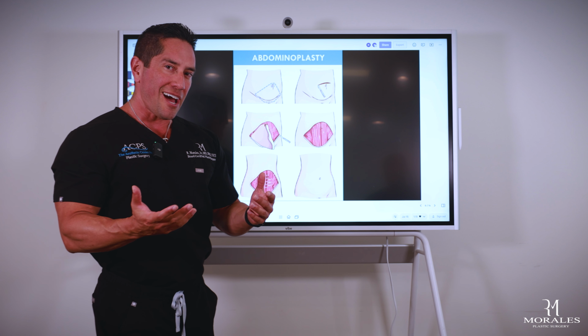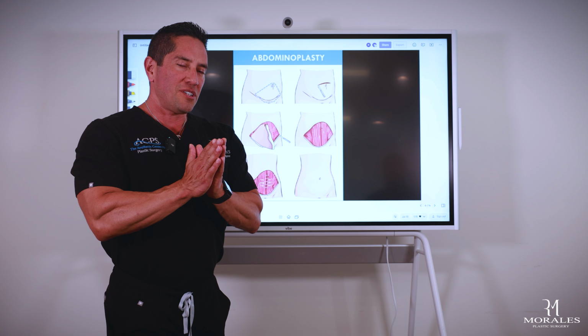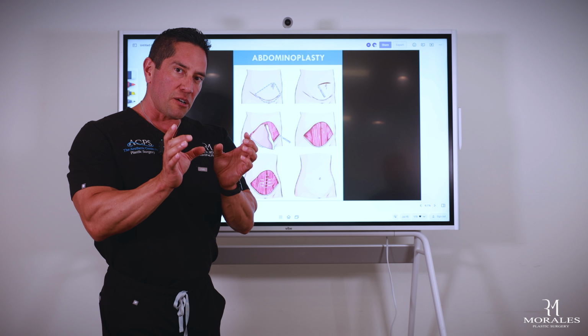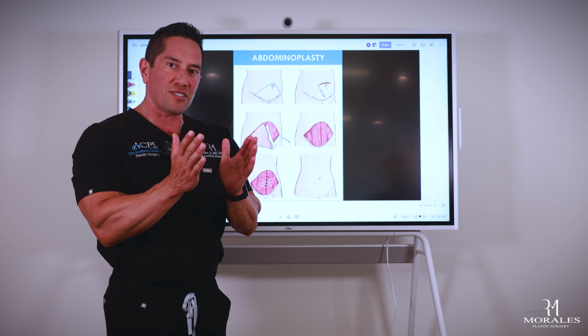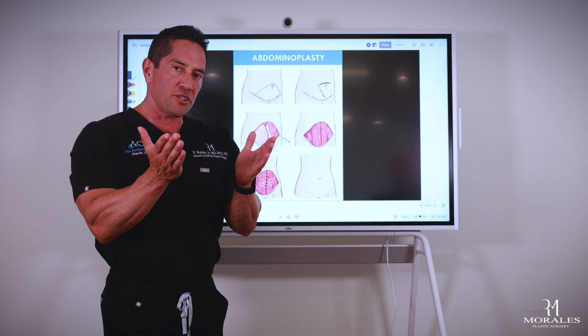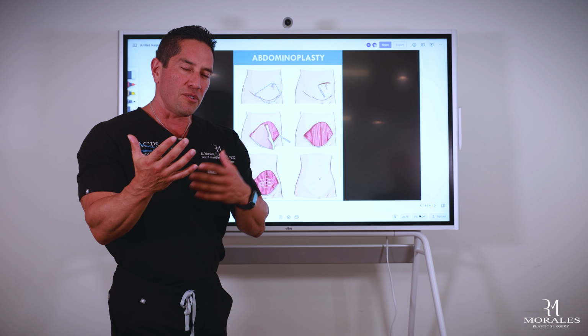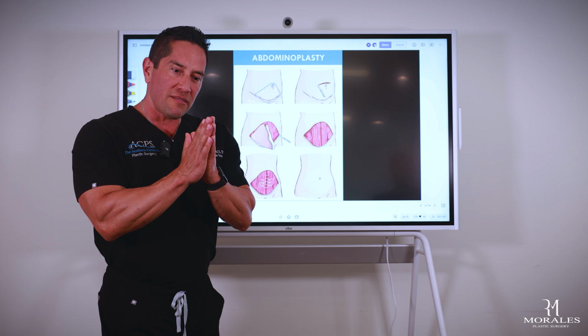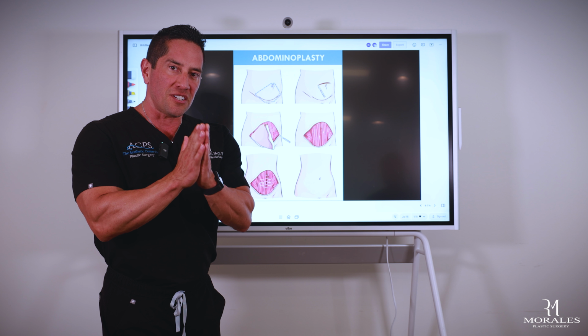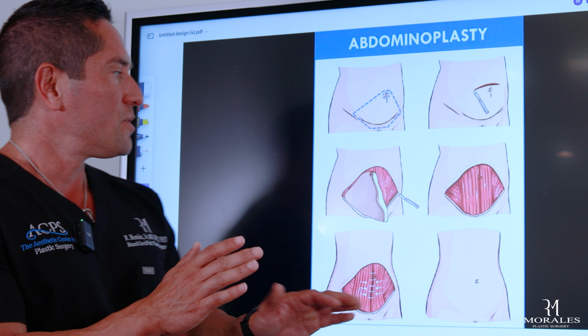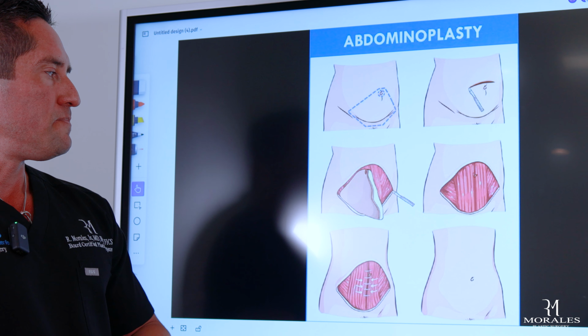And the reason that happens is when you have children, there's a natural weakness between your six-pack muscles that separates. It's called diastasis. And then what we're going to do as plastic surgeons, we can restore the abdominal contour and the tightening of the abdominal tone by repairing that separation. It's called plication, diastasis plication. So that's that part when we actually tighten it.